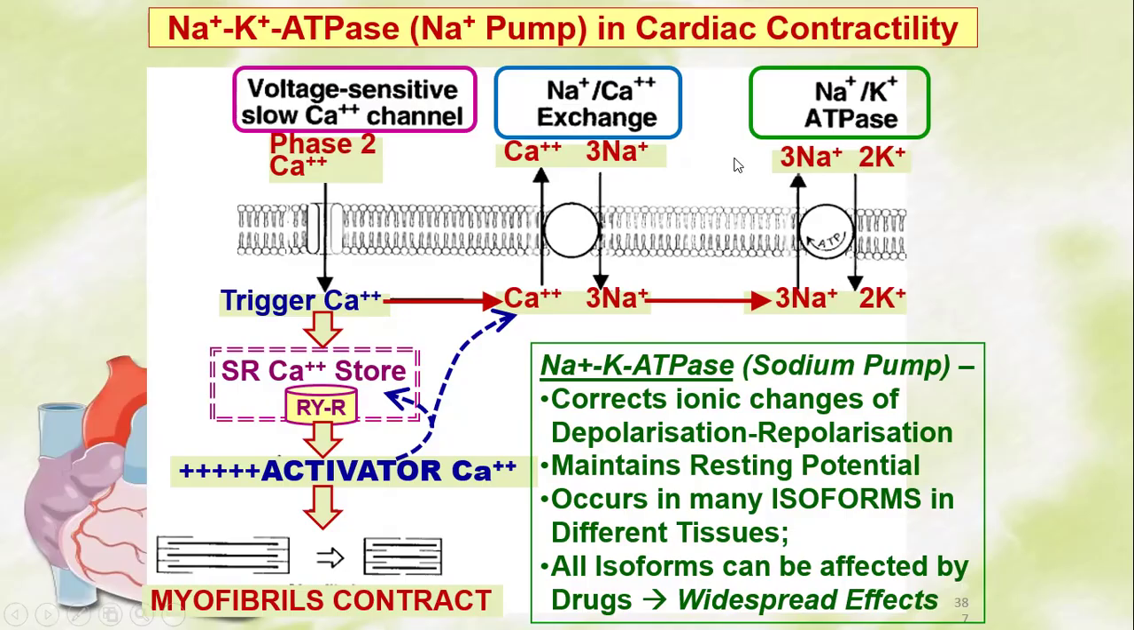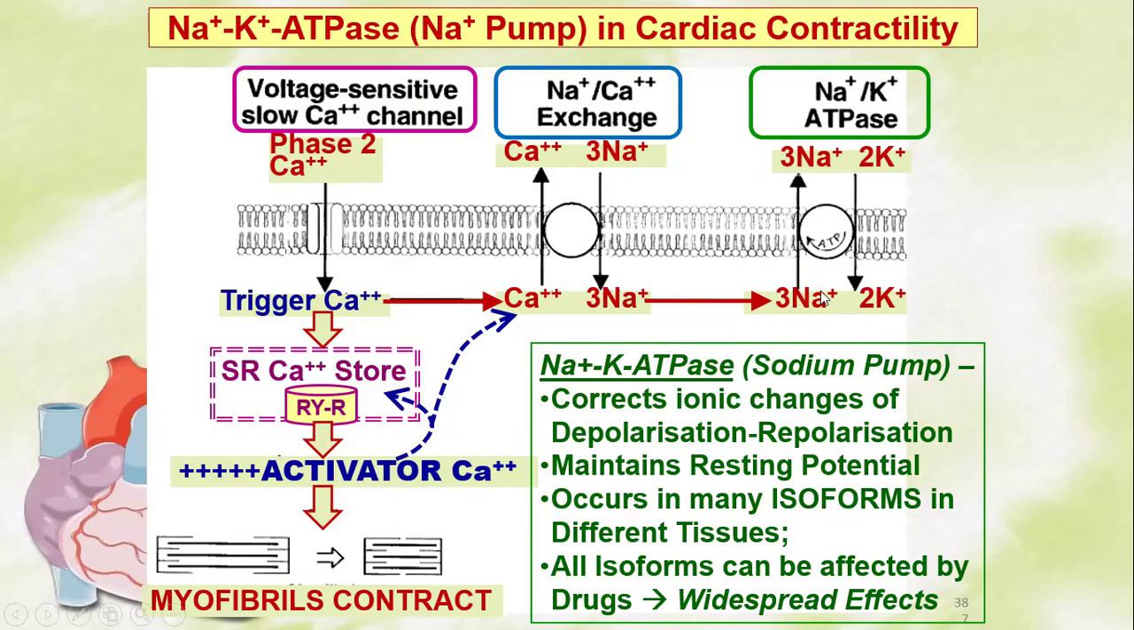This part is outside the cells, this part is inside the cells. So 3 sodium is going from inside to outside, and 2 potassium is coming from outside to inside. And again, I told you, under normal conditions, sodium outside the cell is more, and inside the cell sodium is less. So you can see that the movement of these ions is happening against the concentration gradient.